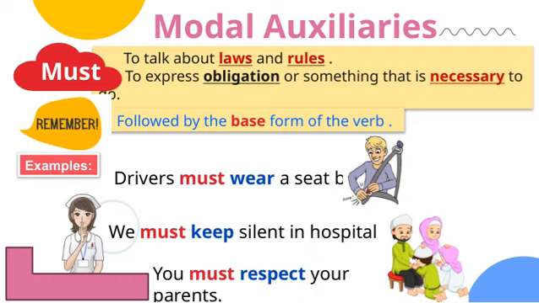The key point here is that must is followed by the base form of the verb, which means we don't add any extra endings. It's a simple way to express obligation or something that is necessary to do. Whether it's rules, laws, or safety guidelines, must clearly indicates what is obligatory. Remember, these examples help us understand how modal auxiliaries like must are used in everyday communication to convey rules and responsibilities. This understanding is essential as we learn how to express obligations clearly and effectively in different contexts.